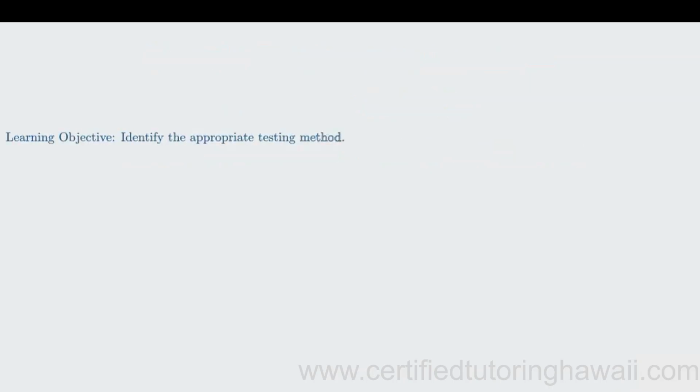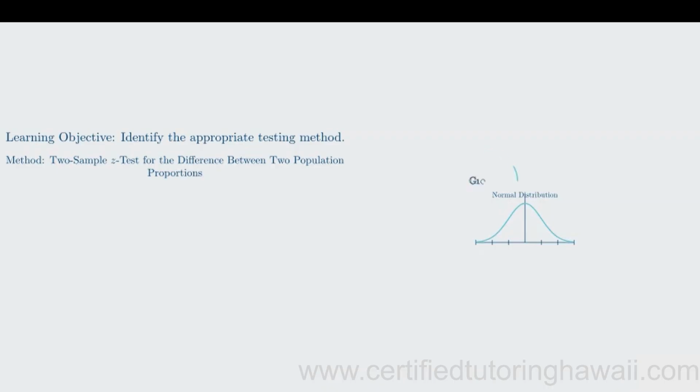When we want to determine if there is a significant difference between the proportions of two distinct populations, we use a specific statistical procedure. This method is known as the two-sample z-test for the difference between two population proportions. We use a z-test because, under certain conditions, the distribution of the difference between sample proportions follows a normal distribution. Imagine you are comparing the success rate of a new medication in Group A versus Group B. Since you have two separate groups and you are measuring a categorical yes or no outcome, this z-test is your go-to tool.